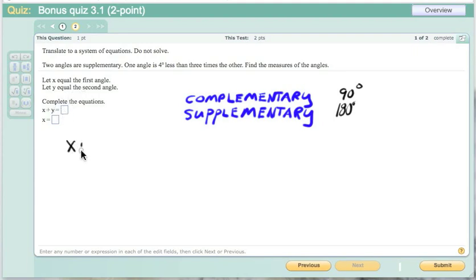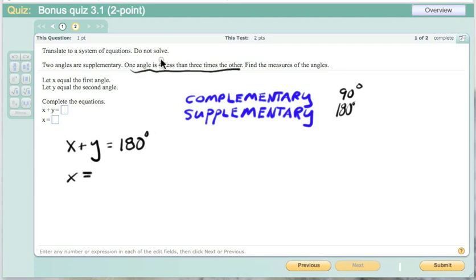So that's the first equation in the system of equations. They are supplementary, they sum to 180. And so we're going to type in 180 here. And now the second sentence is the one that's going to take a little bit more effort. One angle is 4 degrees less than 3 times the other. One angle is, and then they're going to ask us here to untangle the rest of this.